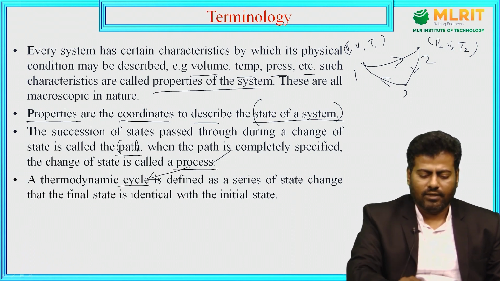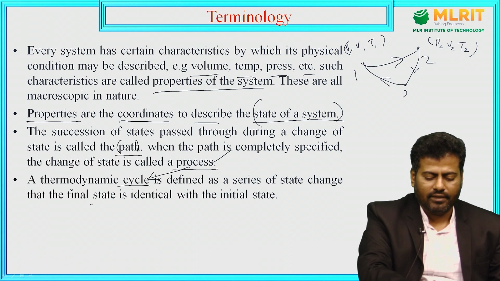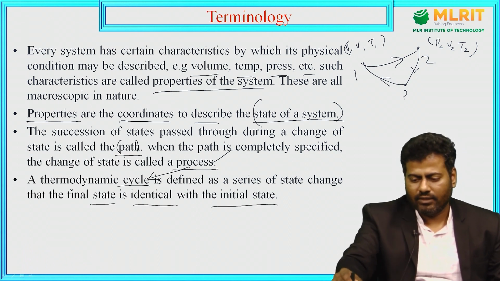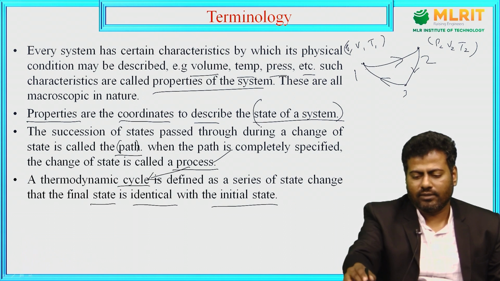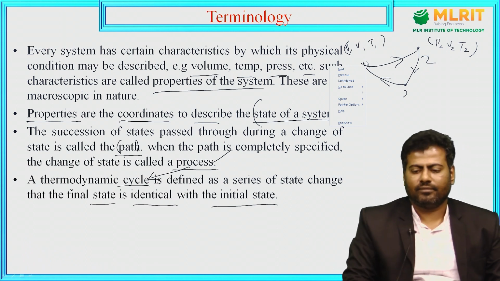The thermodynamic cycle is defined as a series of state changes such that the final state is identical with the initial state. What is the final one? Actually 3 to 1. In 3 to 1, the final state again reaches the initial state. Got it? Now like that we need to sense the terminologies, and in order to sense the terminology, first we need the physical properties.